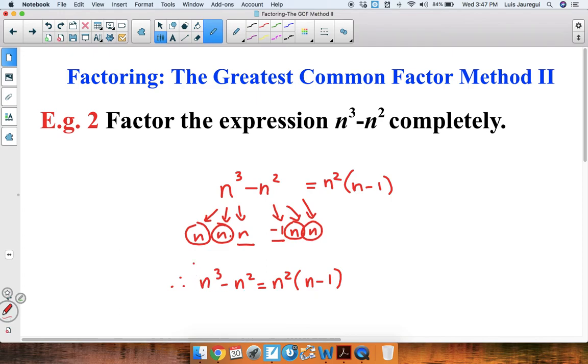And notice, if you were to distribute the n squared over the two terms as follows, n squared times n, you'll get the n cubed, and then the n squared times negative 1, you'll get the negative n squared.